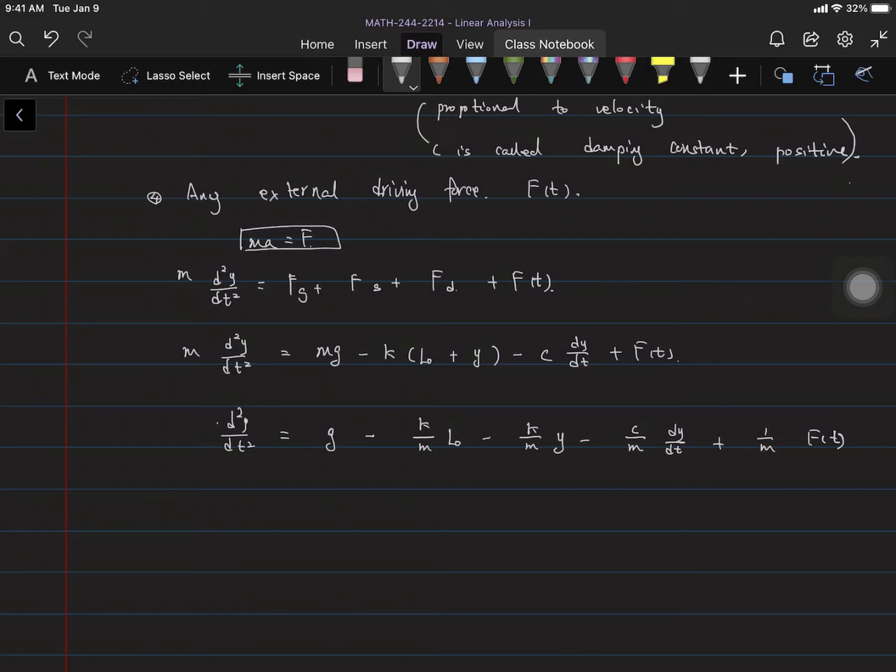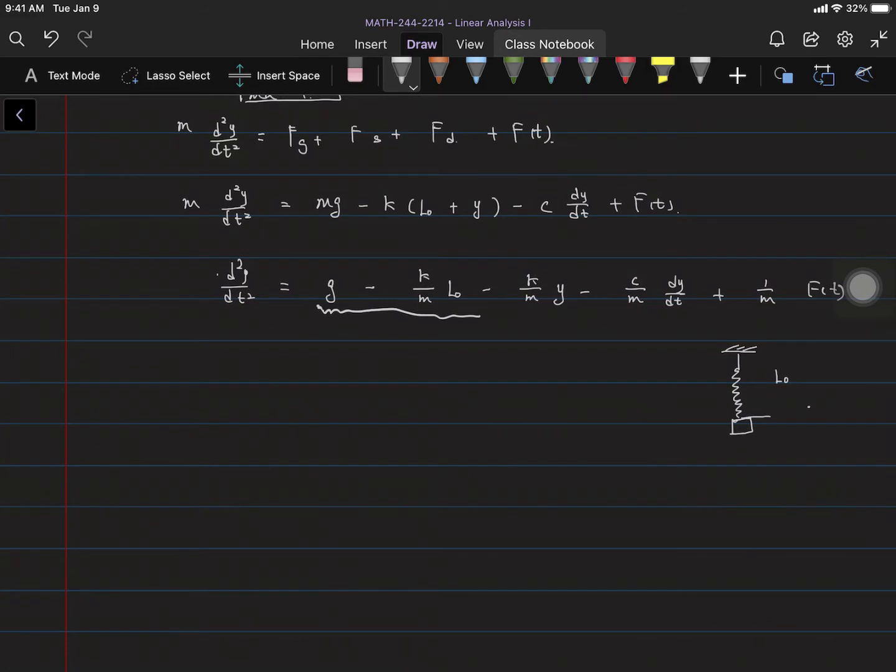Okay, let's take a look at those two terms, mg and kL. Actually, this term will be 0, because if we look at the second graph, in the equilibrium position, the natural length is L0. In this equilibrium position, the only force is mg, because at equilibrium it is stable and stays there.